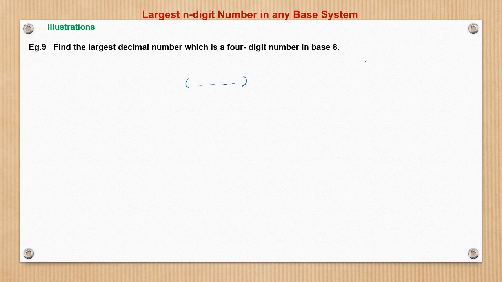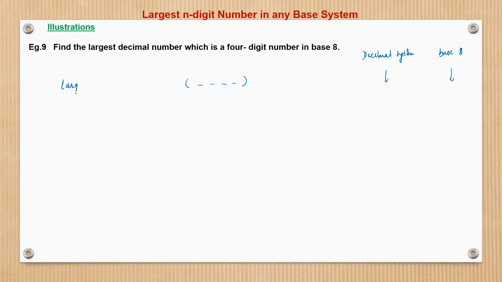So one thing we need to understand, in a decimal system and base 8 system, higher the number in decimal system, higher will be the corresponding value in base system. This we know because that is a one-to-one relation. So basically, the largest decimal number will also be the largest corresponding 4-digit number in base 8. So to get that decimal number, basically we have to find the largest 4-digit number in base 8.